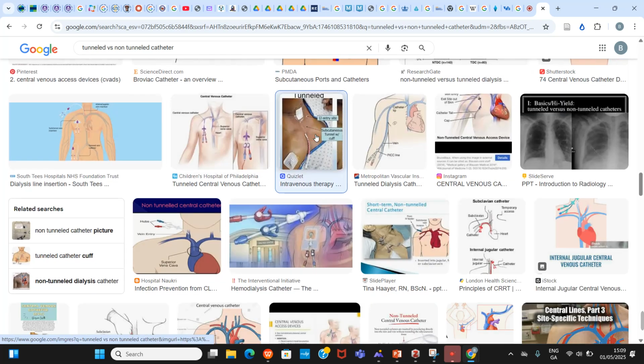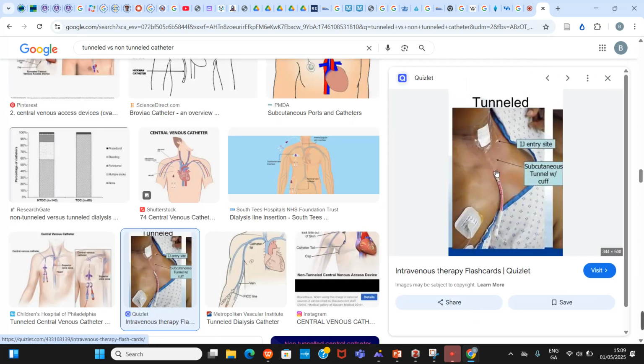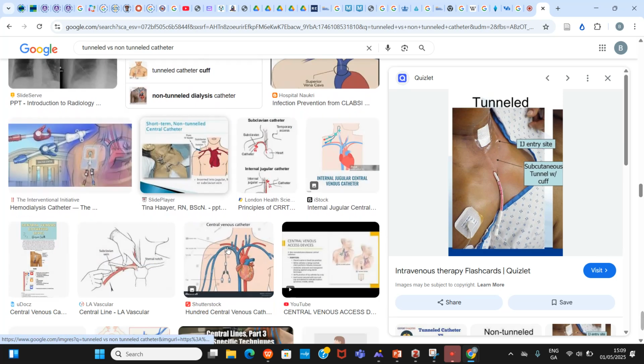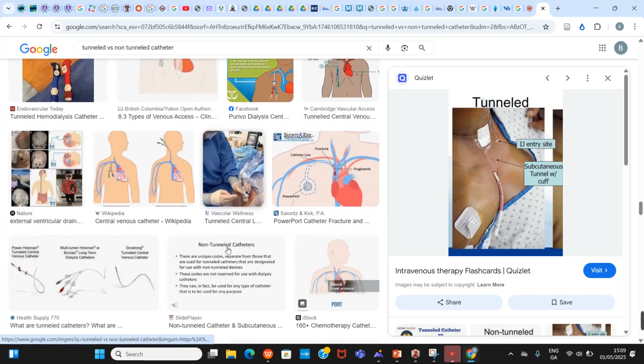So this is an example of a tunneled one. We can see that this is tucked through the skin. This is where it enters into the internal jugular vein. This is the exit point. So for the non-tunneled one, you just see it naked outside.